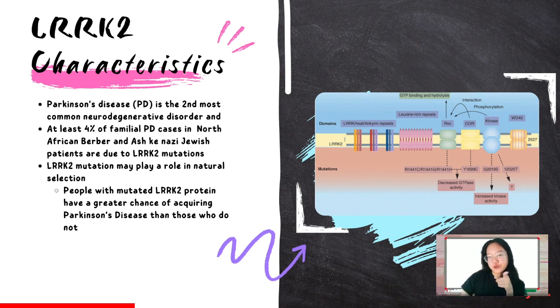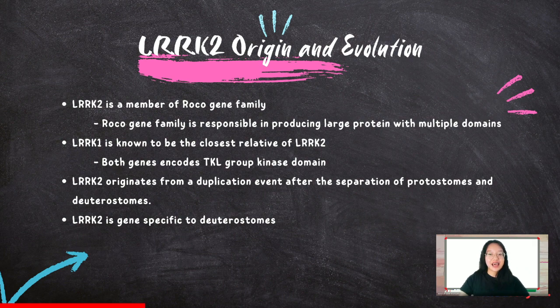And I bet you are wondering how LRRK2 evolved. Well, to answer that, LRRK2 belongs to the ROCO gene family, which produces large proteins with multiple protein domains. In vertebrates, there are four ROCO genes: LRRK1, LRRK2, MFHAS1, and DAPK1. Phylogenetic analysis has revealed that LRRK1 is the closest relative of LRRK2. This relationship is supported by their structural similarities, as both genes encode a TKL group kinase domain, which is absent in the other two vertebrate ROCO genes.